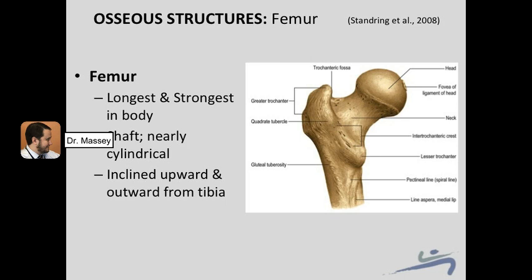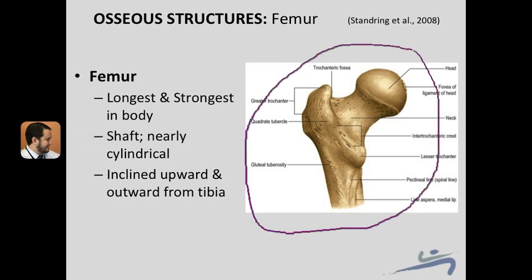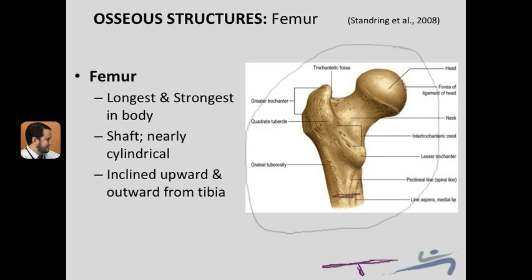This is the longest and strongest bone in the body. Here in this image, we can see the proximal end of the femur. Here we have our nice, dense cortical bone and our nearly cylindrical shaft. And if the tibia were down here below, we would see that this bone is inclined upward and outward relative to the tibia.